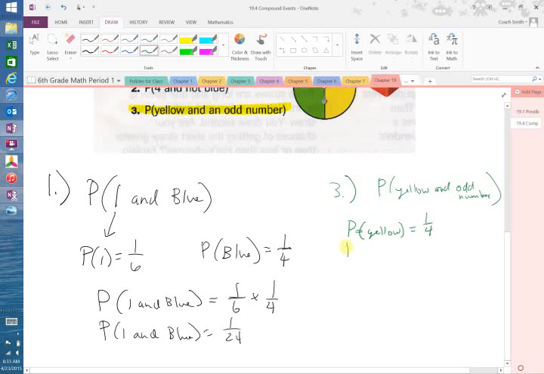Now we've got to find the probability of an odd number. What is the probability that I'm going to roll an odd number? Noah? 1/2. So now to find the probability that it's yellow and odd, that would be equal to 1/4 times 1 over 2. And that would be what? 1/8.